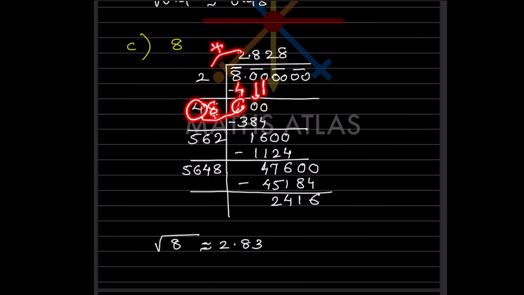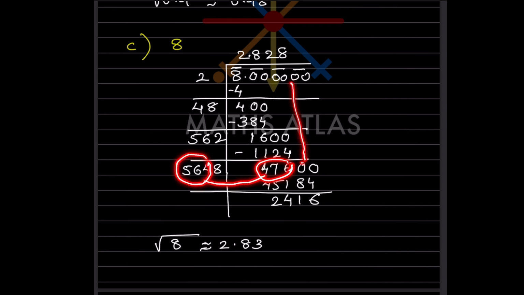So now here 48 into 8, that is going to be 384, and 48 plus 8, that is going to be 56. So after subtracting, you get 16, which is a smaller number. So you take again these two zeros down. So now here 562 into 2, that is 1124. And when you add it, that is going to be 564. When you subtract this, this is 476 and this is 564. Again, this is smaller, means you take these two zeros down.